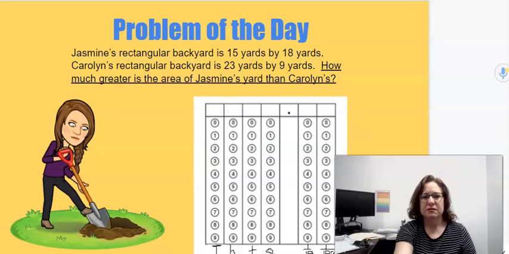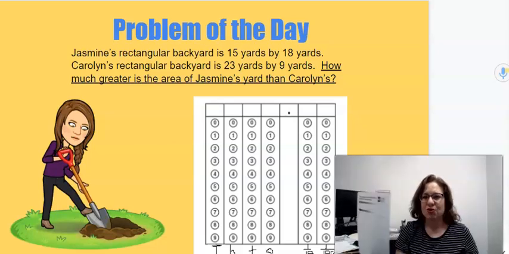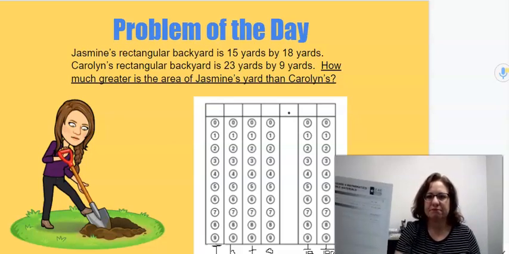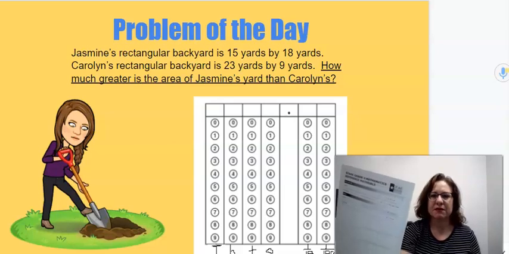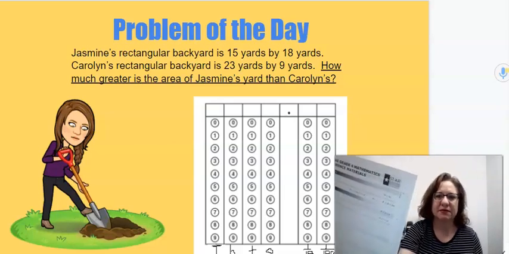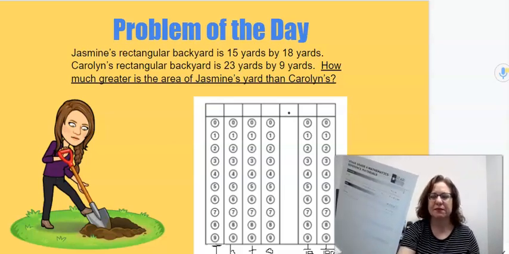All right, so we're finding area. We have to find the area for Jasmine's yard, and we have to find the area for Carolyn's yard before we can do anything else. Do you remember the formula for area? If you do not remember the formula for area, you can grab your STAAR reference material and you will see the formula for area. It is length times width.